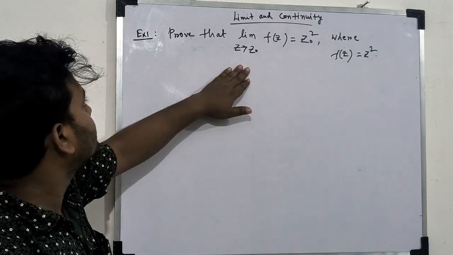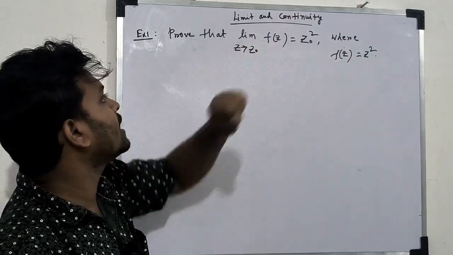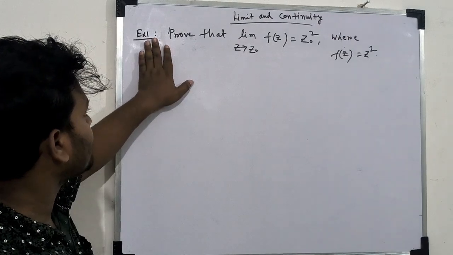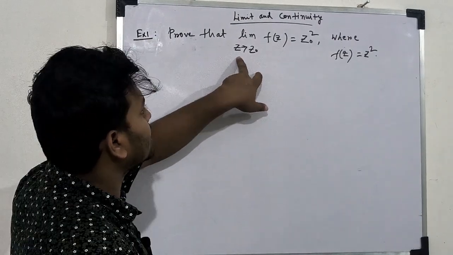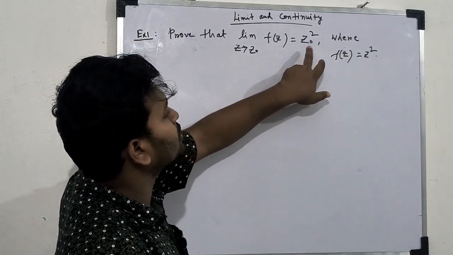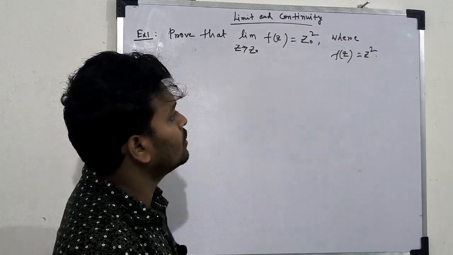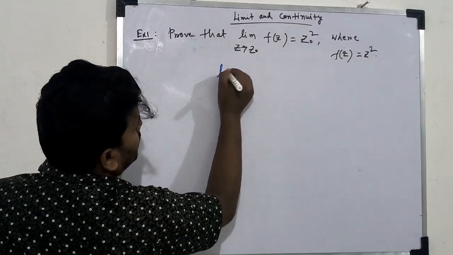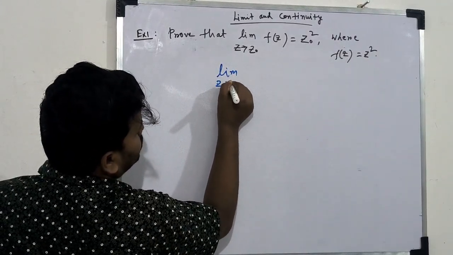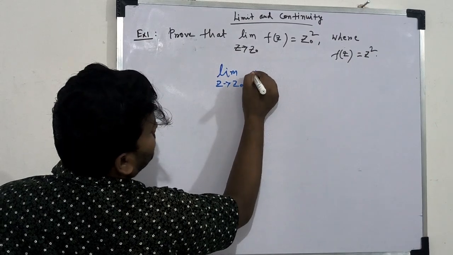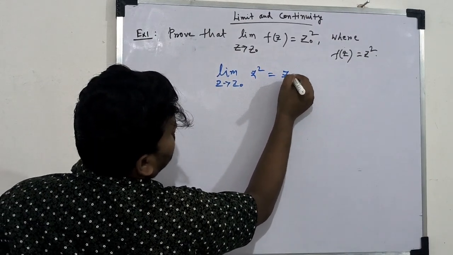I will solve some questions from limit and continuity. So first example is: prove that the limit as z tends to z0 of f(z) equals z0 squared, where f(z) equals z squared. That is, we have to prove the limit as z tends to z0 of z squared equals z0 squared.